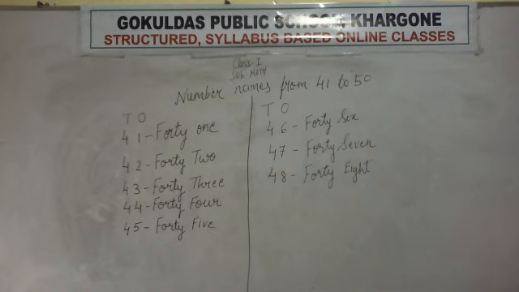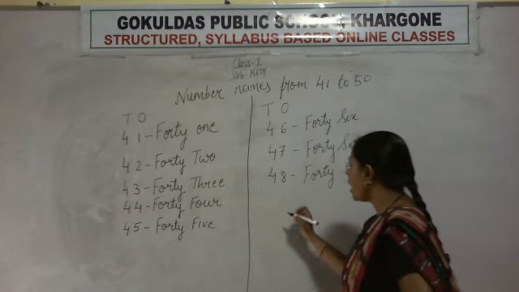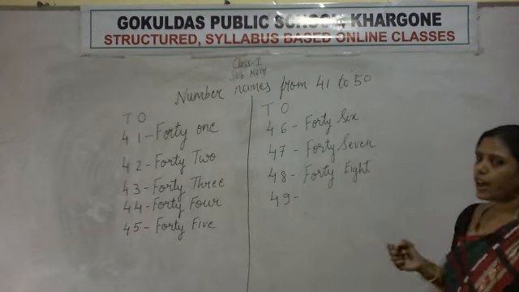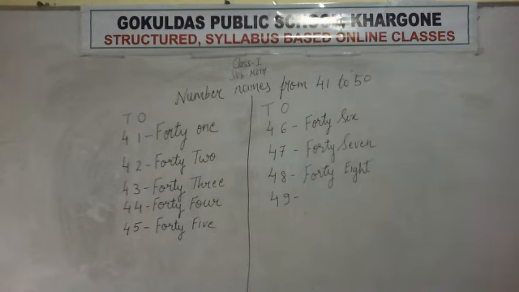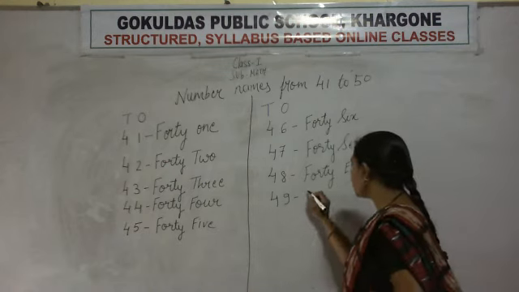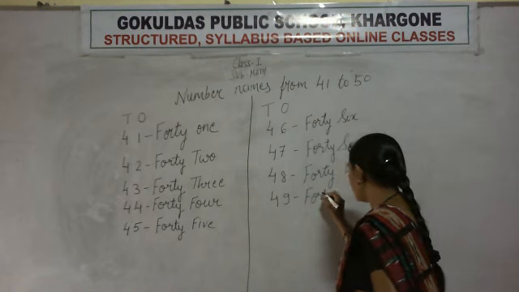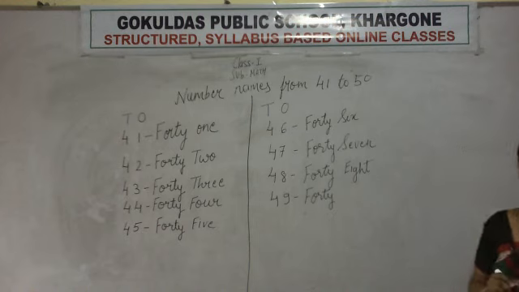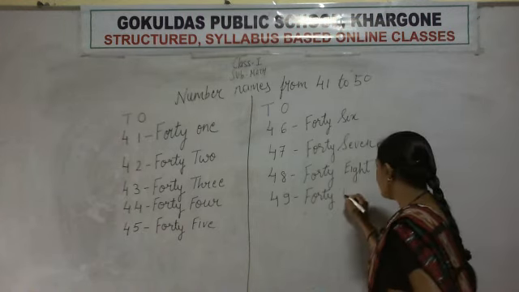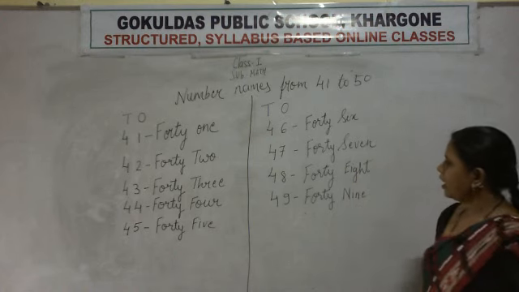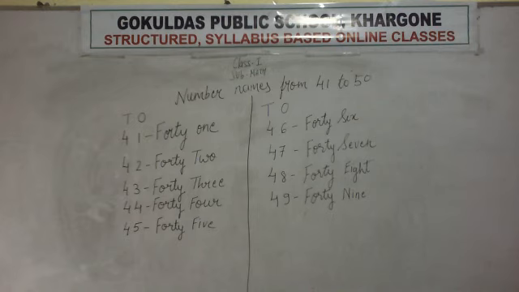After 48, which number? 4, 9, 49. So first write the spelling of 40. F-O-R-T-Y 40. And what is the spelling of 9? N-I-N-E 9.